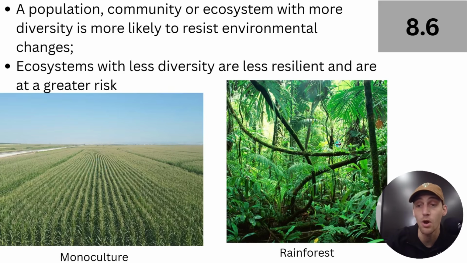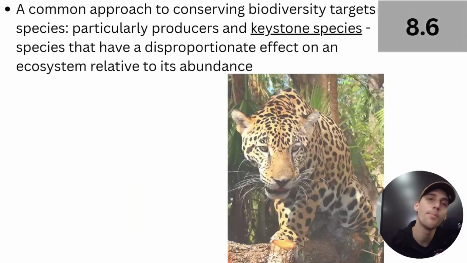So many biologists argue against the way that industrial farming is done, where we do what's called monocropping, or having a monoculture. Mono meaning one type of plant and one type of crop only. That is putting an ecosystem at great risk, because it will not be able to resist environmental changes. I cannot stress that point enough.